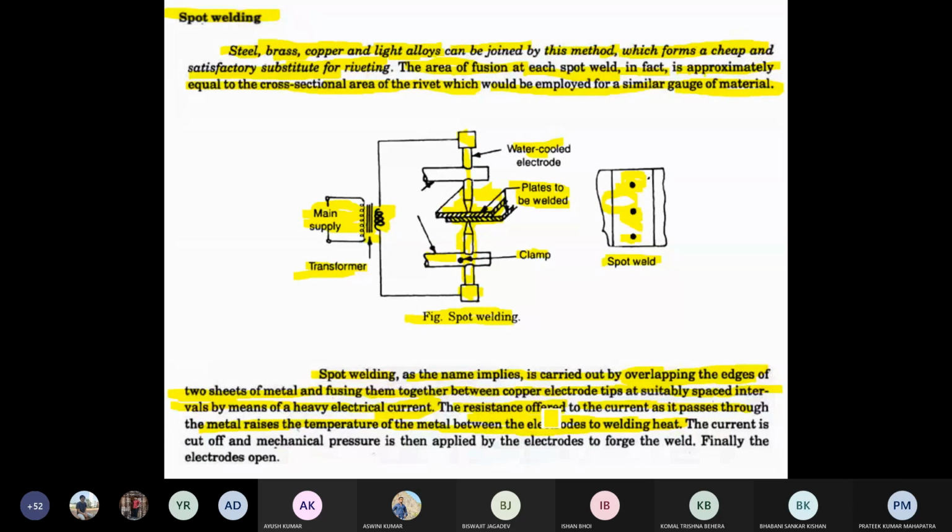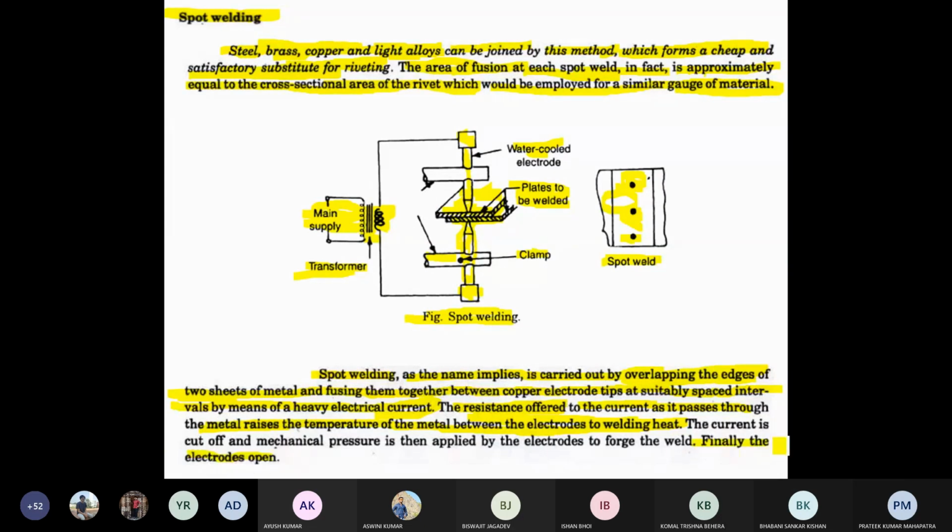So for however much time it is turned on, that is the time it welds; the rest of the time it will not work. I think all of you are able to understand. There is no doubt till now. Then finally that electrode will be open. So those are the basic operations of spot welding.